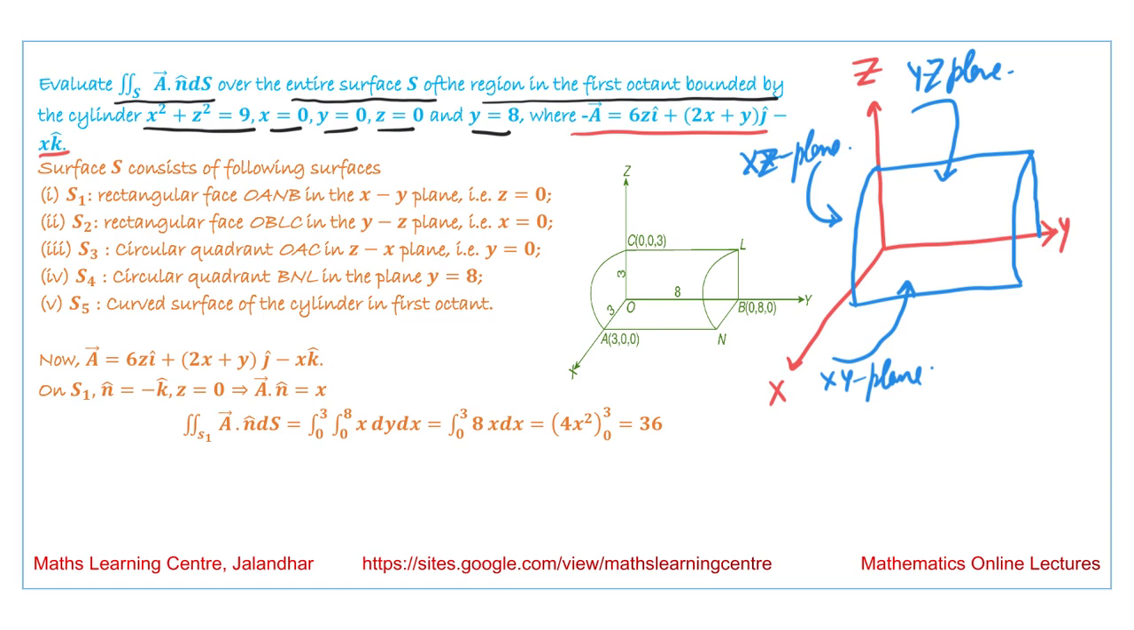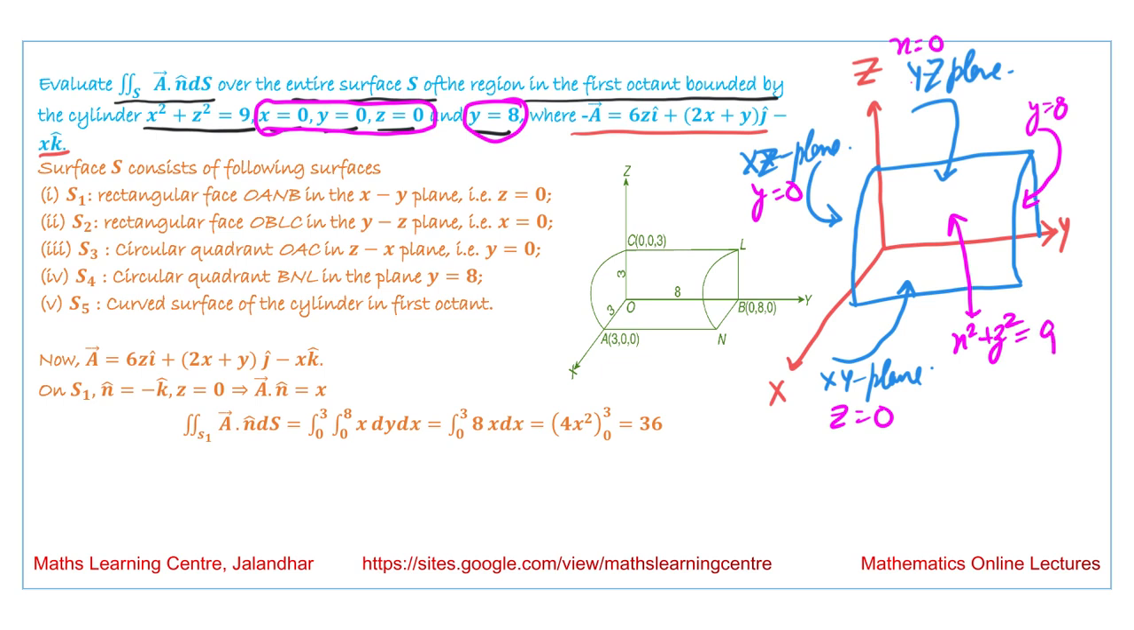Next it is given that it is bounded by y is equal to 8. So y is equal to 8 means we are talking about this portion. This has the equation y is equal to 8. When we say the planes, we mean x is equal to 0, z is equal to 0, and y is equal to 0. So x is equal to 0, y is equal to 0, z is equal to 0, y is equal to 8, and the equation of this surface is x square plus z square is equal to 9.